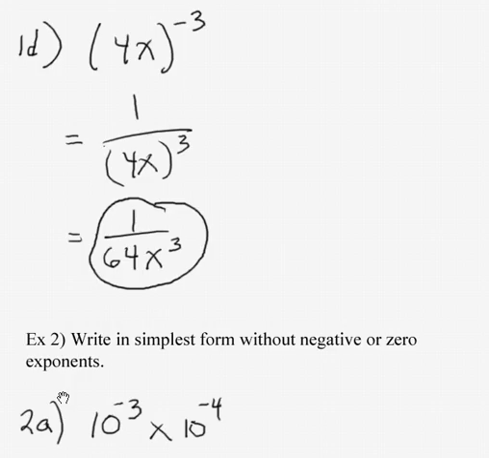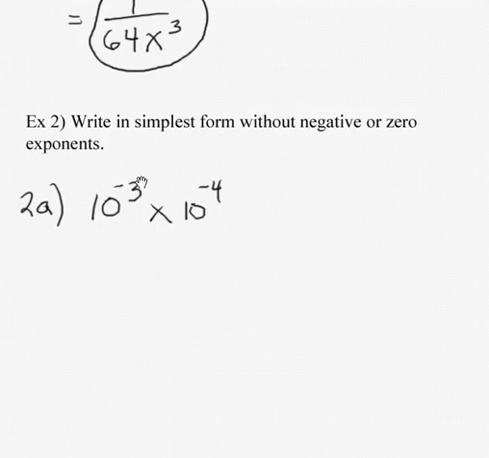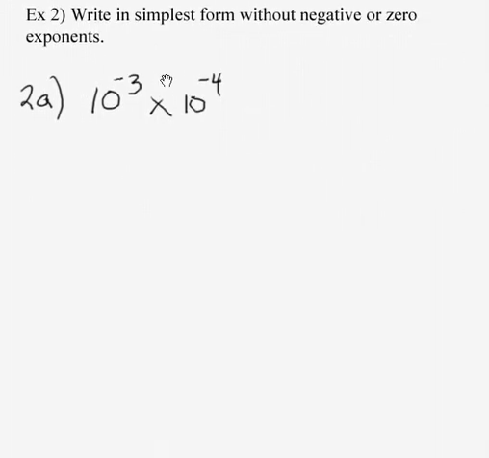Alright, let's look at example 2 here. It says write in simplest form without negative or zero exponents. So we want to use those properties not only forwards but backwards as well. So write them without negative exponents.